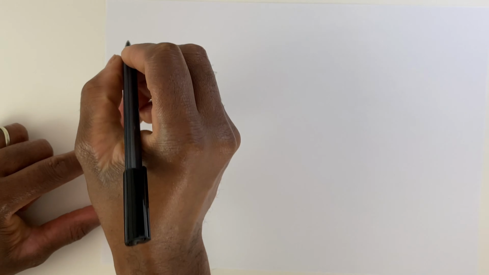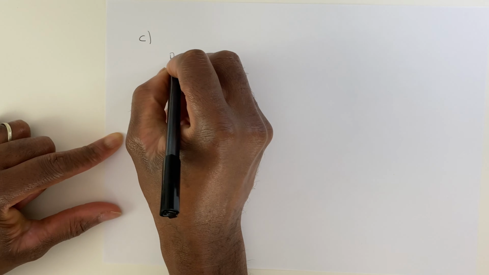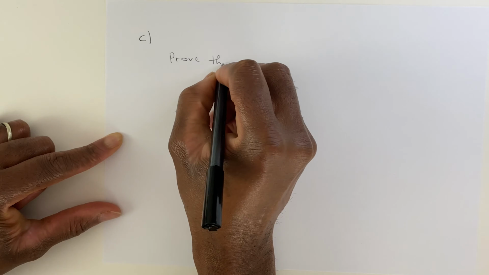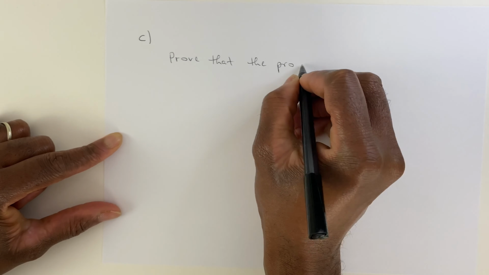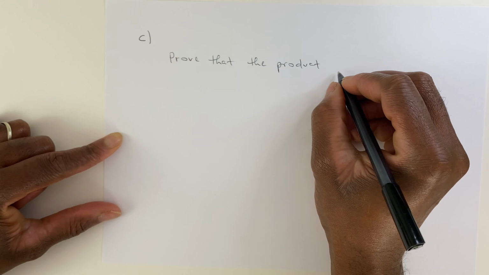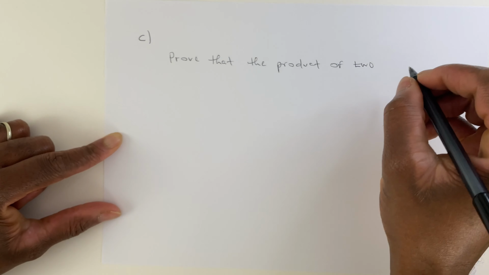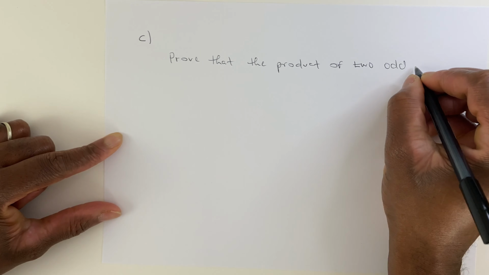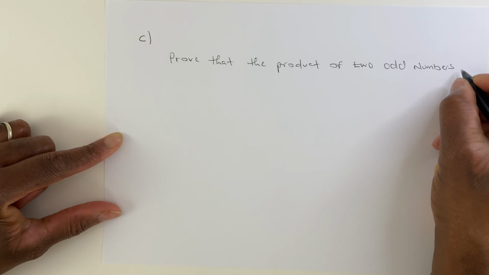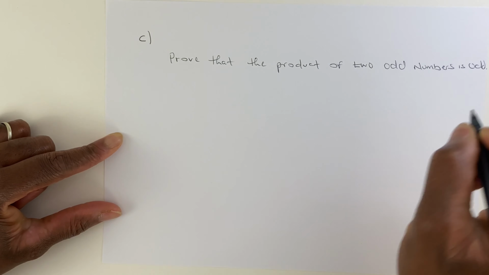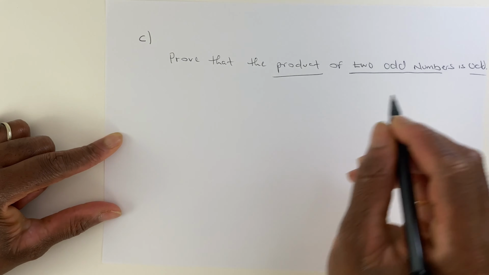Okay, we're going to do example C. Here we need to prove that the product of two odd numbers is odd. So the product of two odd numbers, the keywords are product, two odd numbers, and we get an odd number.